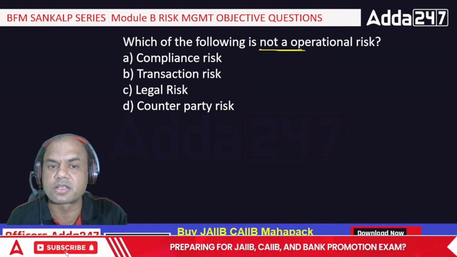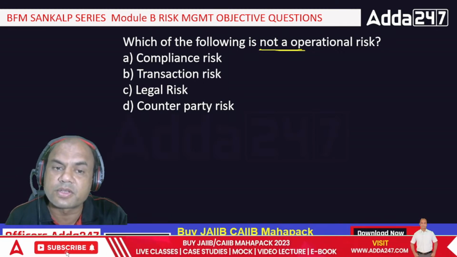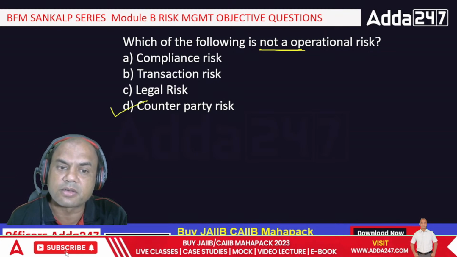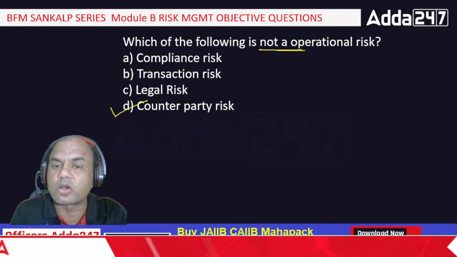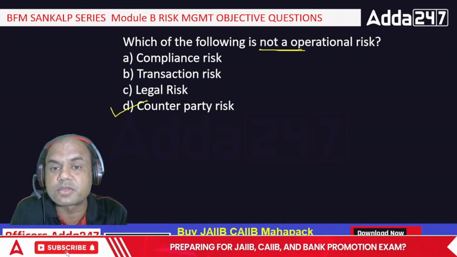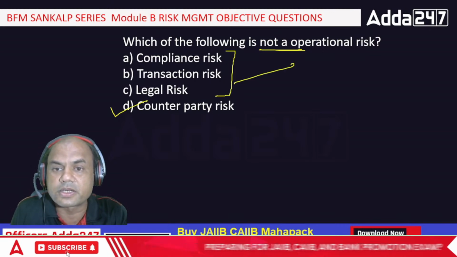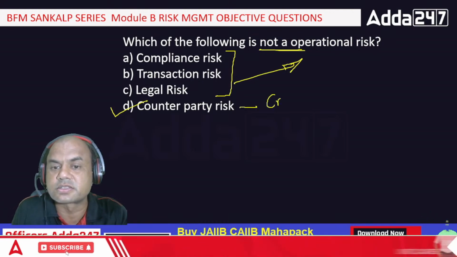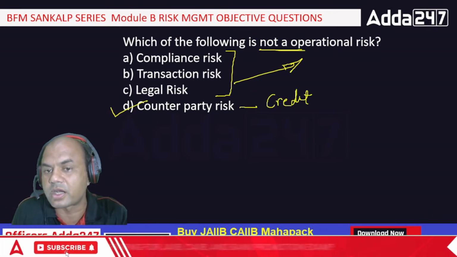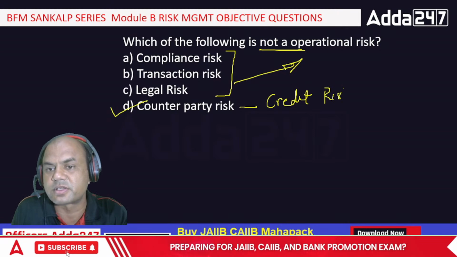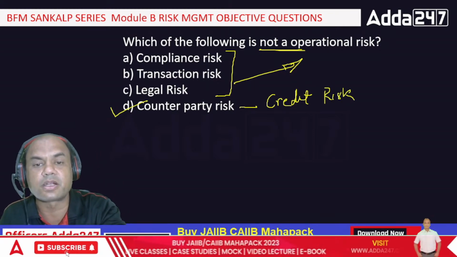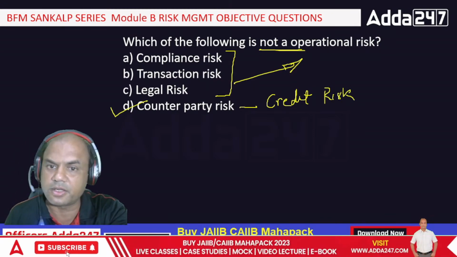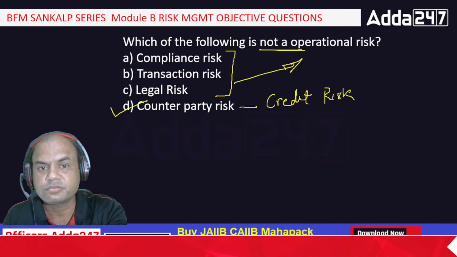Not an operational risk: compliance, transaction, legal and counterparty. So which of them is the answer? Counterparty risk. Remember, counterparty risk is not an operational risk. The remaining three are all operational risk. But this is known as credit risk. This is a part of credit risk. Always remember this. Got it? Clear? Move on.